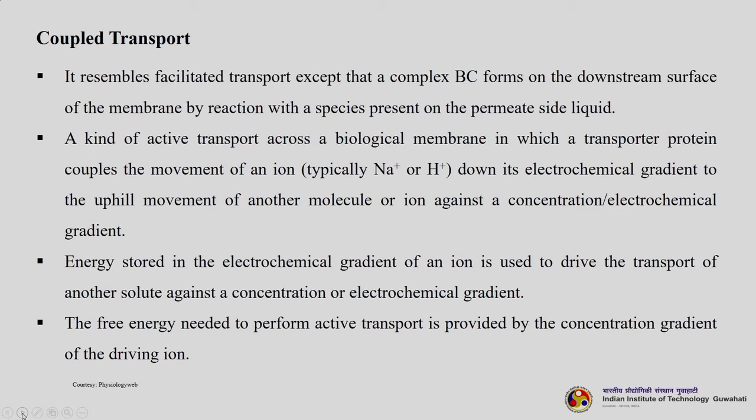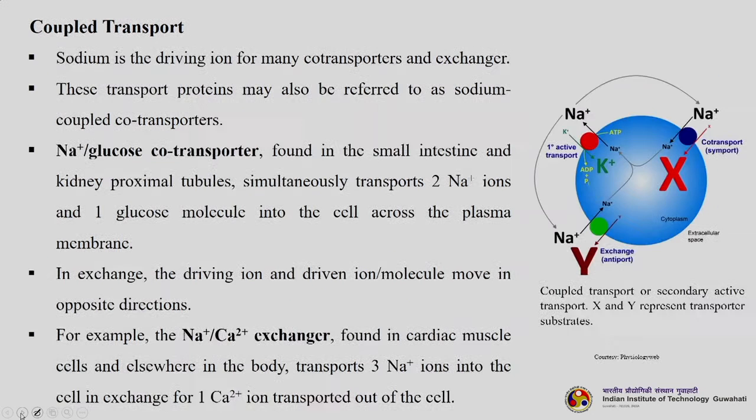So, energy stored in the electrochemical gradient of an ion is used to drive the transport of another solute against a concentration or electrochemical gradient. The free energy needed to perform active transport is provided by the concentration gradient of the driving ion. Sodium is the driving ion for many co-transporters and exchangers. These transport proteins may also be referred to as sodium coupled co-transporters. This is a classic example of coupled transport or secondary active transport. Here you can see X and Y, which represent the transporter substrates that are getting transported.